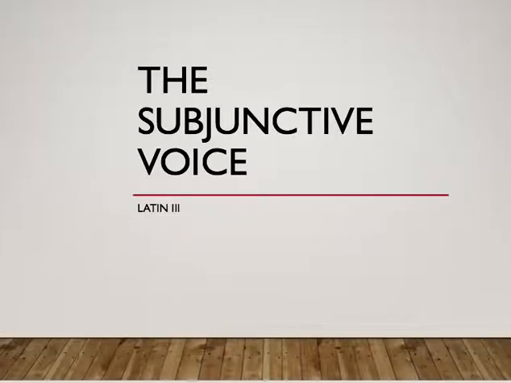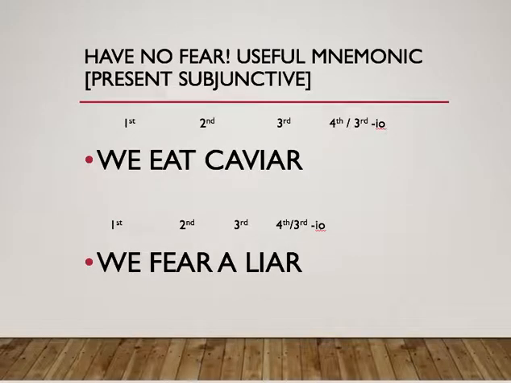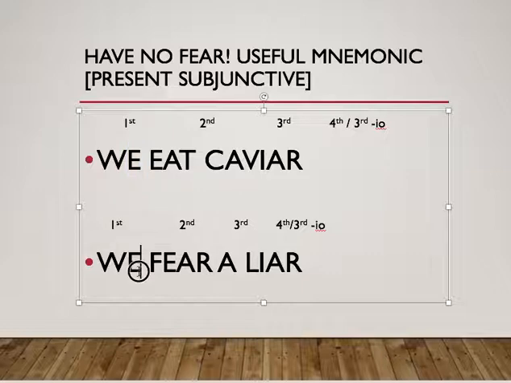Let's get to it. We're going to start off, as you might expect, with the present tense subjunctive. And the present tense subjunctive is easy as long as you can remember the simple mnemonic device: we eat caviar, or we fear a liar. How this mnemonic device works is you get the vowel, and I like "we fear a liar" because each word has one of the vowels. First conjugation, E. Second conjugation, E-A. Third conjugation, A, and then fourth and third IO conjugation, I-A.